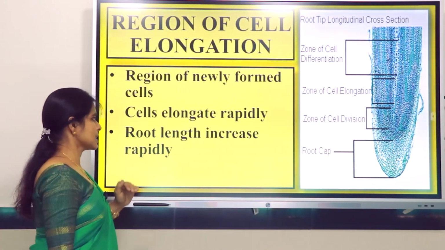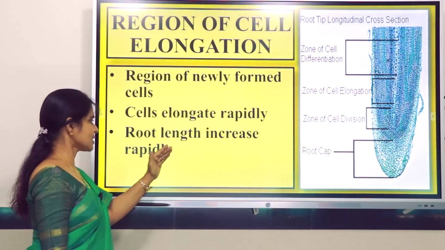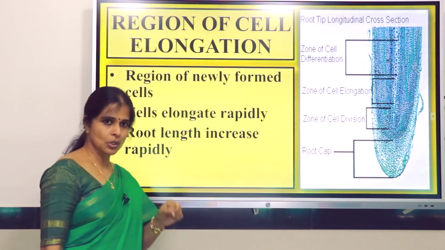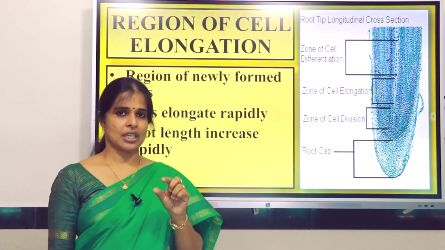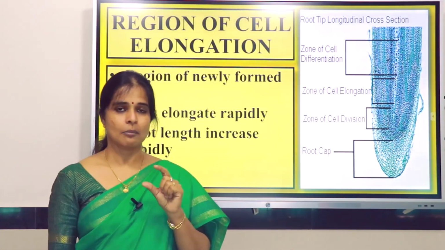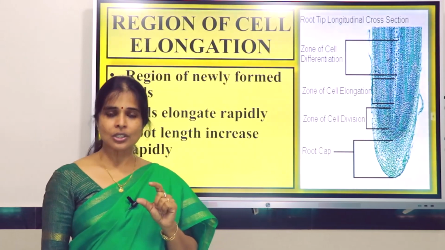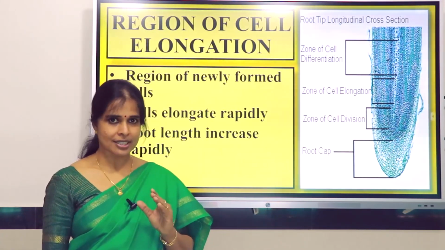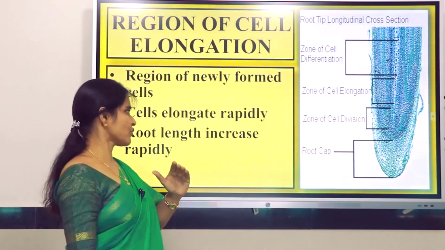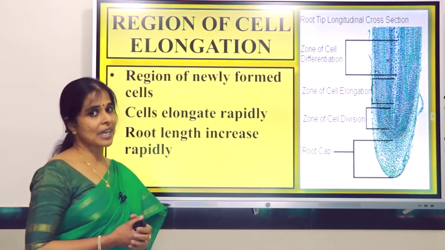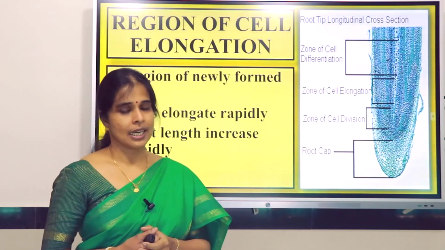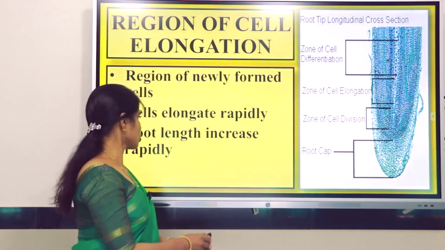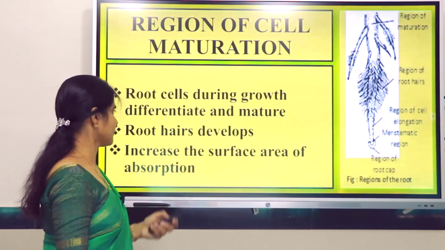Now, this is the region which is helping for increasing the length of the root rapidly. So, always when a root is growing, the tip portion, which is known as the meristematic region, undergoes cell division. New cells are formed. These new cells further extend their size by elongating. When the elongation takes place, it normally increases the length of the root rapidly.